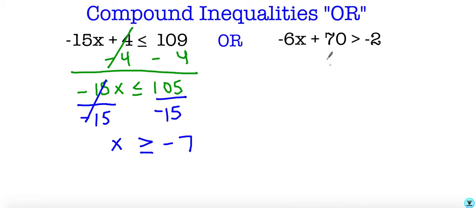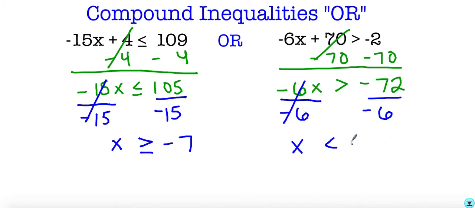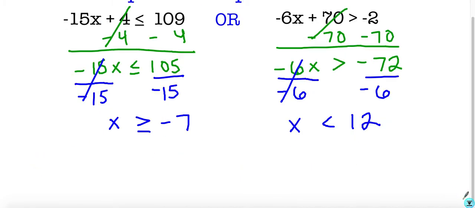And we're going to isolate the x on this inequality as well. So we subtract 70 on both sides. -6x is greater than -72. And we have to divide by -6 on both sides. Remember that when we divide or multiply by a negative, our sign flips. This cancels out. x is less than 12 because -72 divided by -6 is +12. And again, let's plot our number line and see what we get.